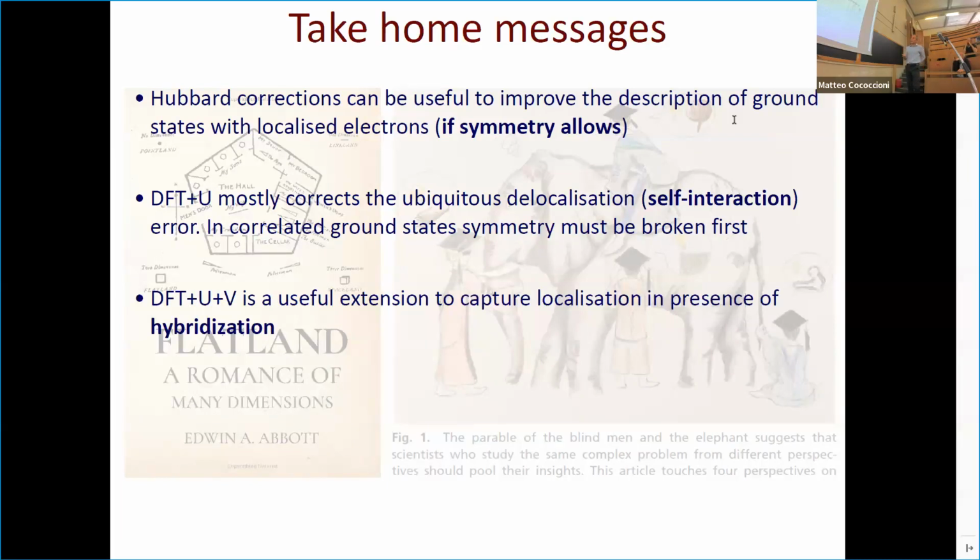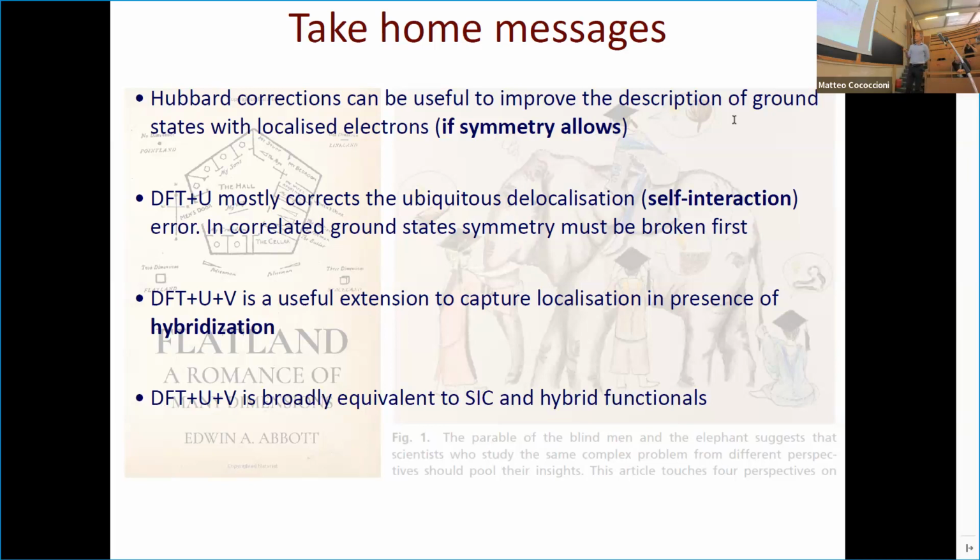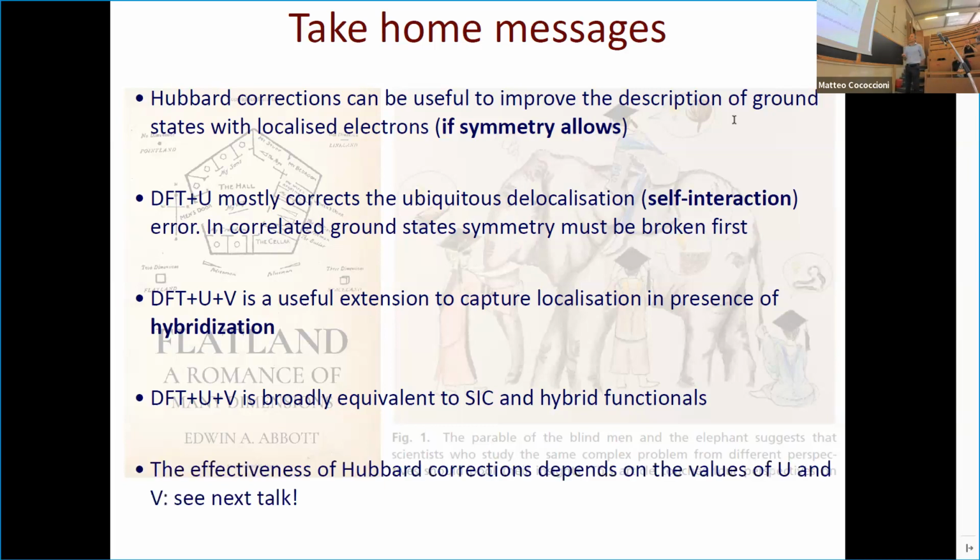Plus V is a useful extension of what you have with only the on-site term, and can capture hybridization, and this generalized Hubbard correction is broadly equivalent to approaches like hybrid functionals or self-interaction correction that you may also know from the literature. The effectiveness, or how good these results are, of course, depends on the value that you pick for U and V and all the parameters that you have in the calculation. But for this, we need to wait for the next talk by Yuri.